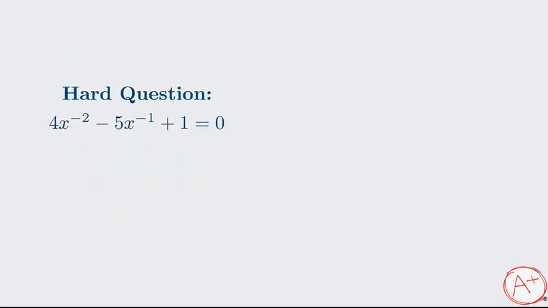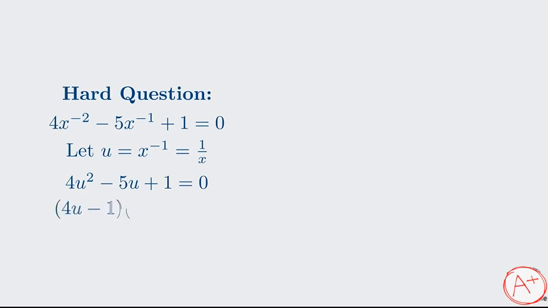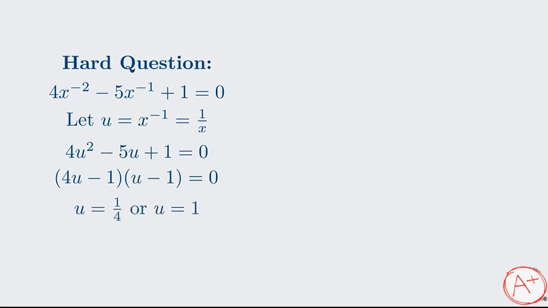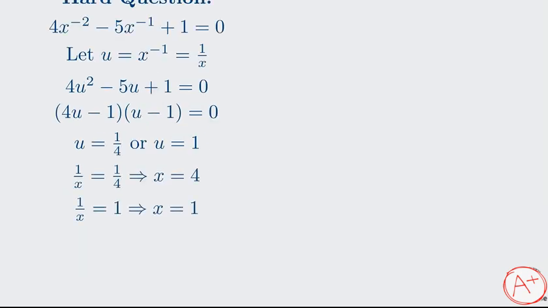Finally, the hard question. 4x to the power of negative 2 minus 5x to the power of negative 1 plus 1 equals 0. Here, we let u equal x to the power of negative 1, which is 1 over x. The equation transforms into 4u squared minus 5u plus 1 equals 0. Factorizing this expression, we get 4u minus 1 times u minus 1 equals 0. This means u equals 1 over 4, or u equals 1. Back substituting for x, 1 over x equals 1 over 4 leads to x equals 4, and 1 over x equals 1 leads to x equals 1.